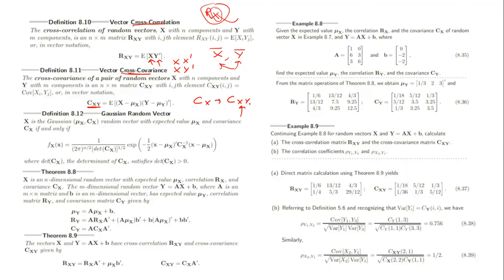Now let's see the Gaussian random vector. A Gaussian random vector is a vector whose components are Gaussian random variables. So we simply take an X again, whose elements are x1, x2, up to xn, transpose, and all the xn are Gaussian.